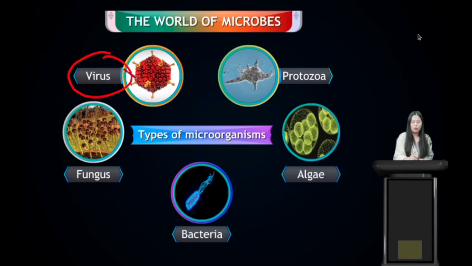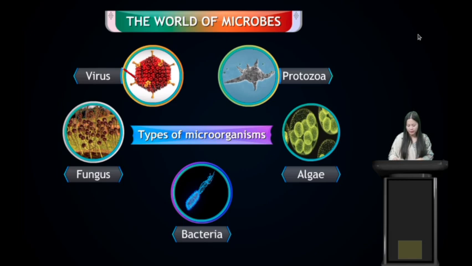Viruses are also microorganisms, but they are different from other microorganisms. So we will see how. These are the different types of microorganisms. Let us see them one by one: protozoa, algae, bacteria, fungus, and also virus, which is also a microorganism but is different from other microorganisms.